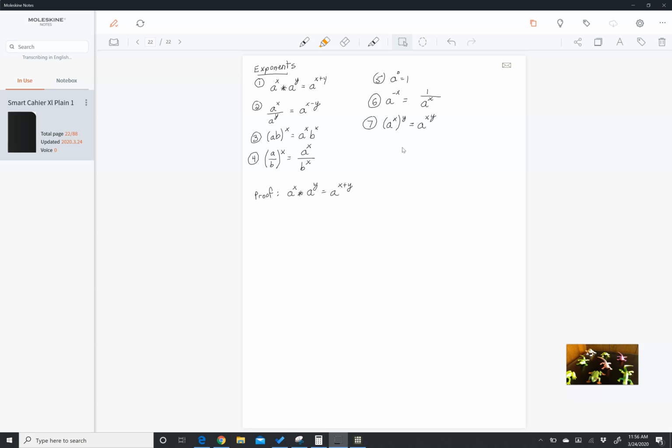So by definition, a to the x is equal to a times, and I'm going to put a dot, dot, dot here. We don't know how many a's there are because this is being raised to the x power. So we're going to put a dot, dot, dot. That just indicates that there are more a's in between. And we're just going to say that this is occurring x times.